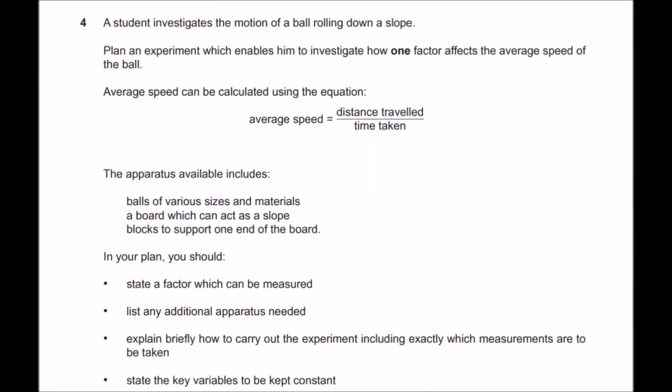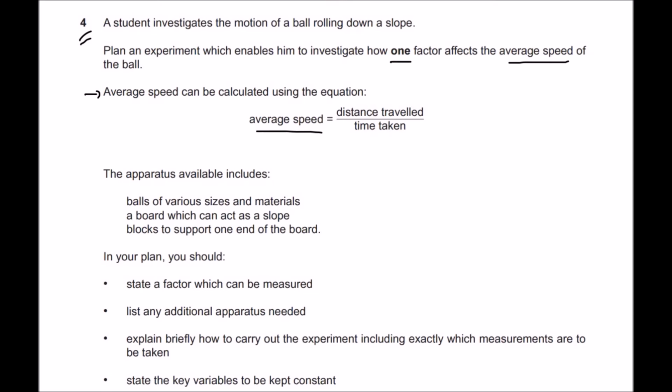Question number 4. A student investigates the motion of a ball rolling down a slope. Plan an experiment which enables him to investigate how one factor affects the average speed of the ball. Average speed can be calculated using the equation: average speed equals distance travelled divided by time taken.